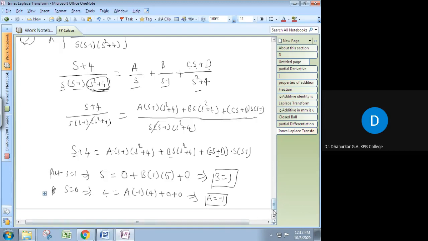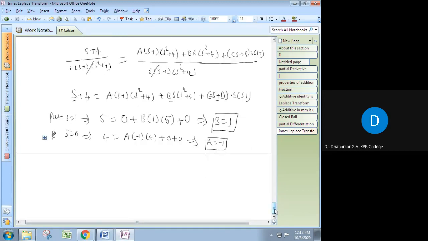Now we are getting the values of a and b. Now our aim is to find the values of c and d. How to find them? Again, here we will not convert directly to 0. I will put any value. Suppose I put s equal to minus 1.